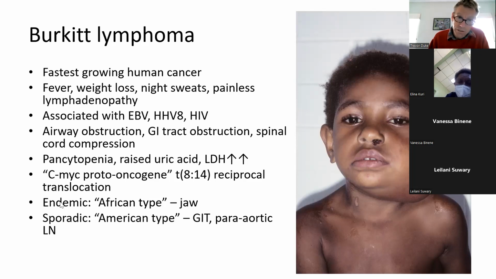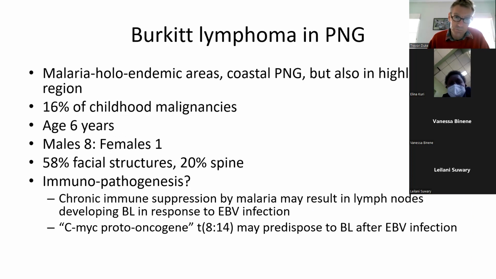This is called the endemic Burkitt lymphoma because it's quite common in many countries in Africa, like it is in PNG. And then there's what's called the sporadic Burkitt lymphoma, which we see less of. It's sometimes called the American type because it was described in America, and it typically affects the gastrointestinal tract and the para-aortic lymph nodes in the peritoneal cavity. But it's this type, the African type or PNG type of Burkitt, that affects the jaw, which is probably the most common, or affects the lymph nodes.